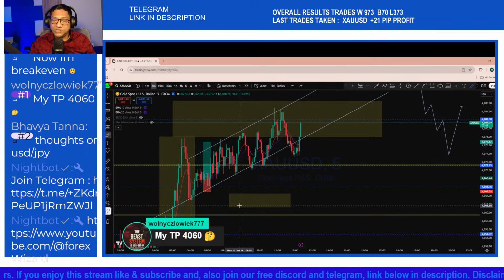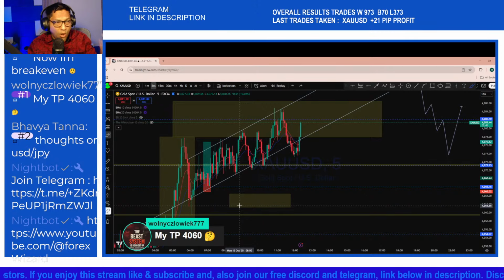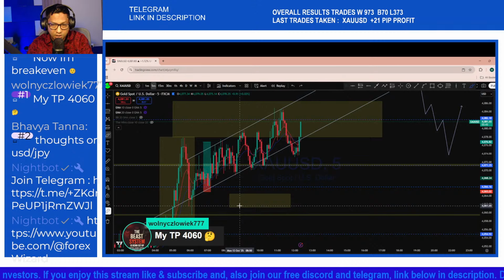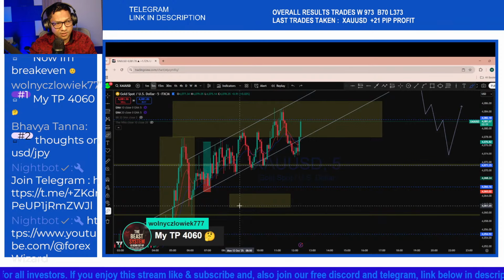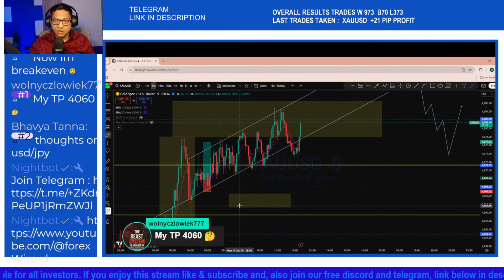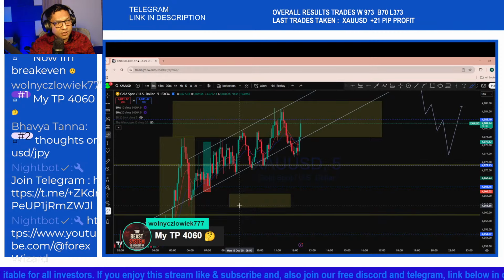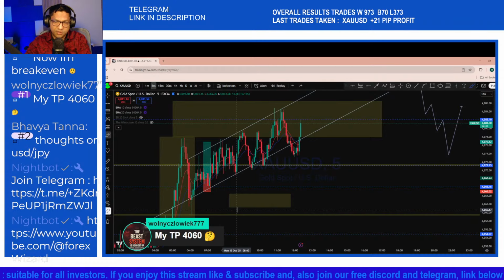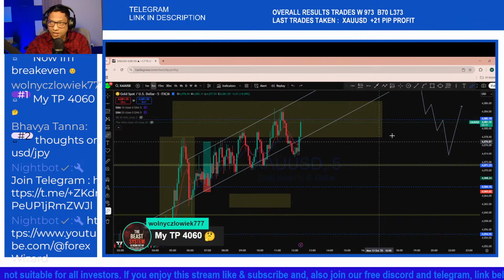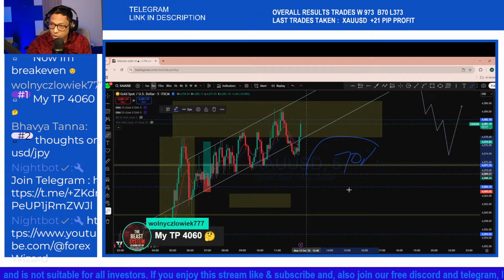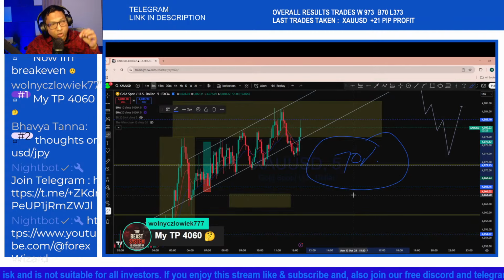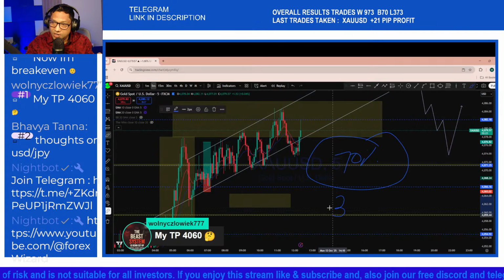But both confluences may not have the same weight or value that you need to enter the trade. That means the bullish engulfer, if it is 70% confluence or weight, touching the 20 EMA could be 30%, for example.